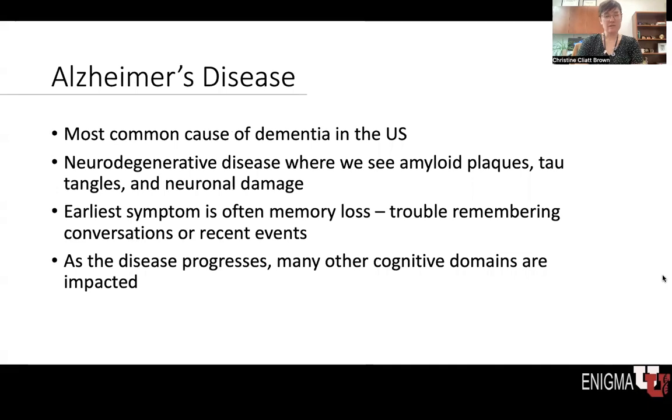So Alzheimer's disease is the most common cause of dementia in the United States. It's a neurodegenerative disease where if we were to look under a microscope, we would see amyloid plaques, tau tangles, and neuronal damage. That means there's damage to the neurons in the brain. The most common earliest symptom is memory loss. This usually looks like trouble remembering conversations or remembering recent events. As the disease progresses, though, many other cognitive domains are impacted. Things like language, executive function, visuospatial function.